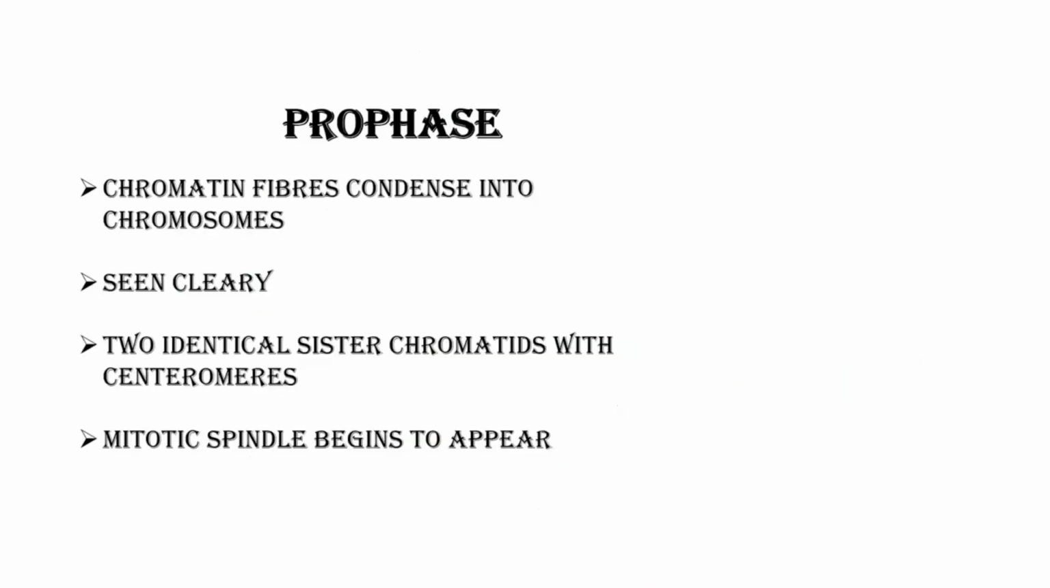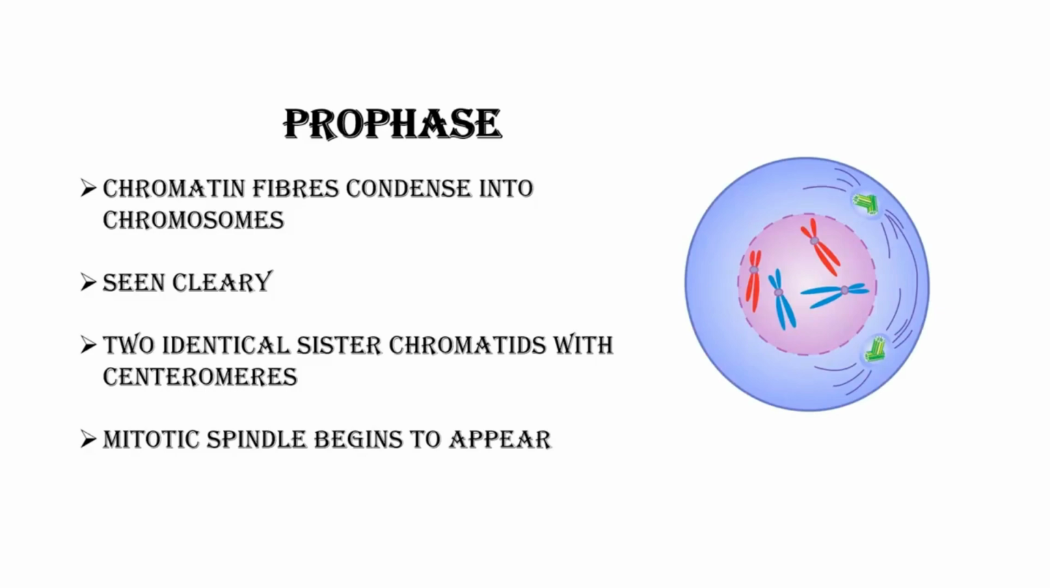So the first stage is prophase. What happens in the prophase stage is that the chromatin fibers condense into chromosomes and they are seen clearly, and two identical sister chromatids we can see with the centromere, and the mitotic spindle begins to appear. So it looks like this. You can see the spindle fibers appearing at both ends of the cell, and then you can clearly see the chromosomes with the centromeres. And these two we call the chromatids, and they can be clearly seen. They condense into chromosomes.